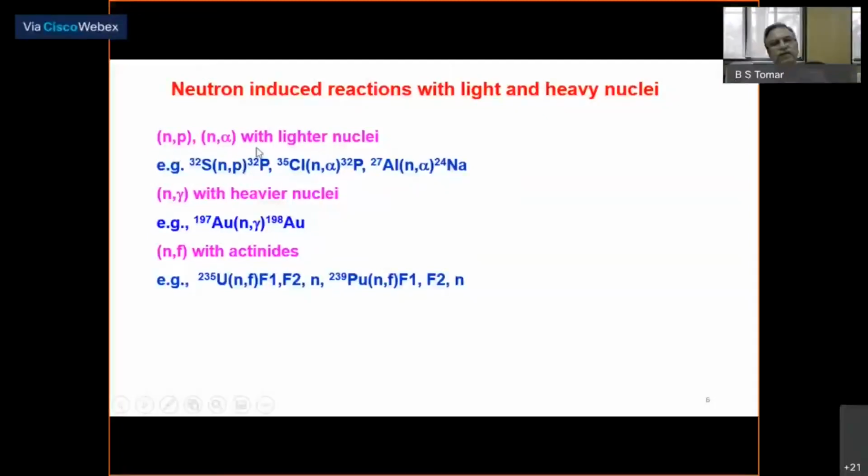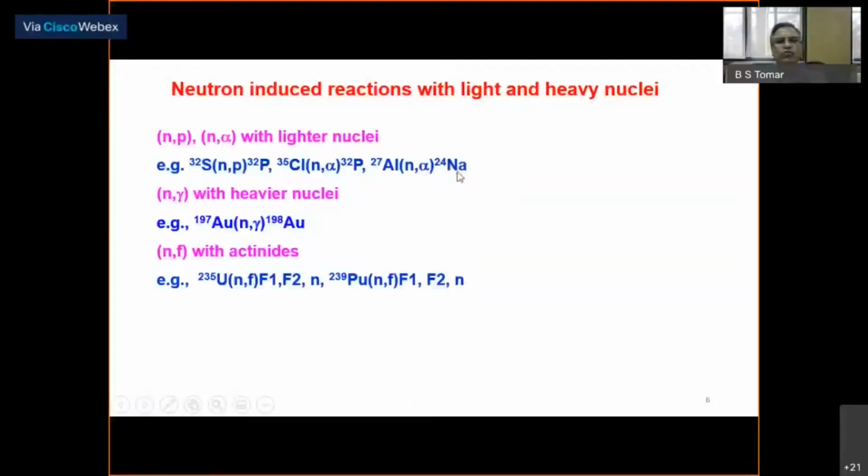So when you have the lighter elements as target nuclei, like aluminum, silicon, sulfur, chlorine, and so on, these low Z nuclei, because the binding energy of charged particles like proton and alpha, as well as the Coulombic barrier for emission of these particles, is much lower, whatever energy the neutrons bring in is sufficient to emit the charged particles. So the kinds of reactions like n,p and n,alpha are very common with the lighter nuclei, and in fact they are used to produce useful isotopes. For example, sulfur-32 n,p reaction gives phosphorus-32, chlorine-35 n,alpha reaction gives phosphorus-32, aluminum-27 n,alpha reaction gives sodium-24.